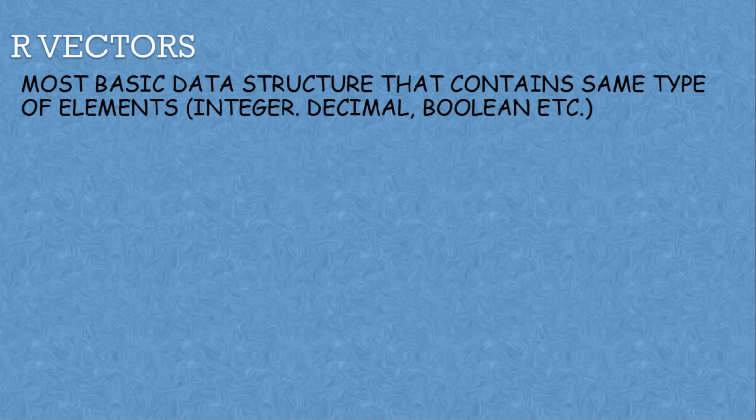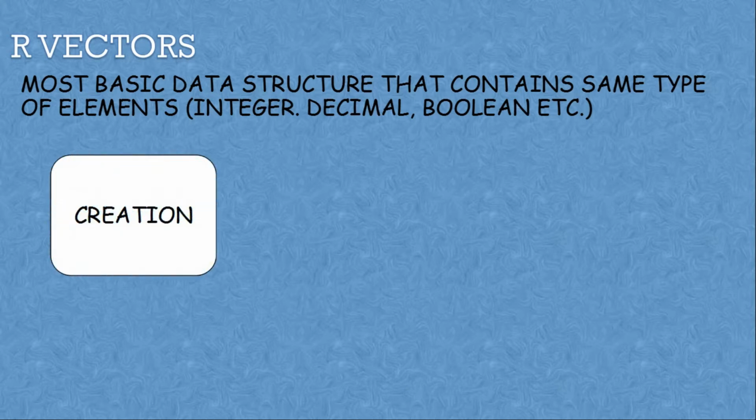In this video, I will discuss vectors in R. A vector is the most basic data structure that contains the same type of element. That means each and every element of a vector must be of the same type. That is, we can't have a vector which has some integers and some decimals. If we make a vector of integers, then all elements have to be integers. If we make a vector of decimals, then all elements have to be decimals.